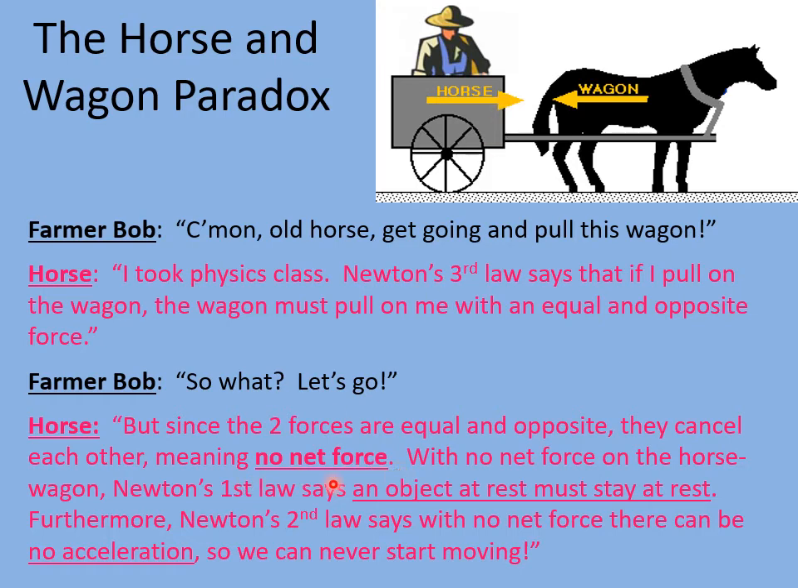And the horse says, with no net force on the horse-wagon system, Newton's first law says that an object at rest must stay at rest. Furthermore, the horse says, Newton's second law says that with no net force, there can be no acceleration, so we can never start moving. So is the horse correct? Since these two forces are equal and opposite, is it impossible for a horse to pull a cart? See if you can figure out the solution to this seemingly paradoxical situation.